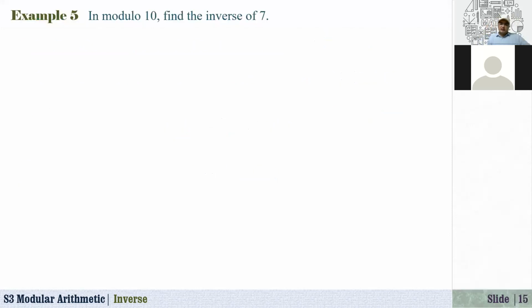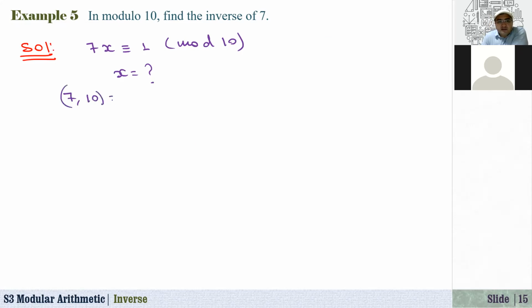Anyway, now let's see this in the example. For example, in modulo 10, find the inverse of 7. So solution, let's just use this Euler's theorem in this example. That means that here we have 7 times x is congruent to 1 modulo 10, right? And here the question is, what is x? So first, since the highest common factor of 7 and 10 is equal to 1, this x exists.